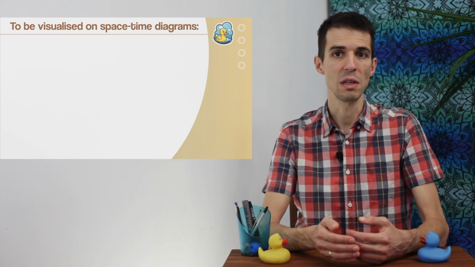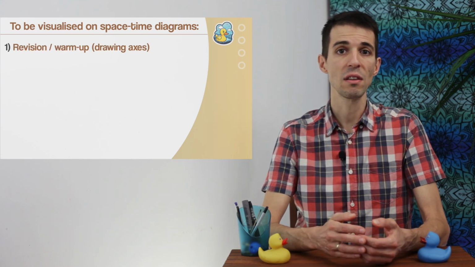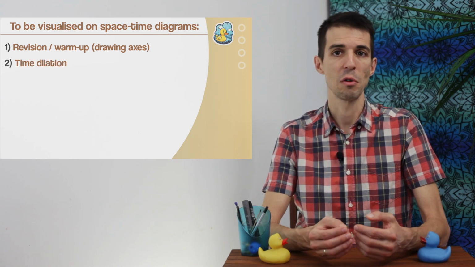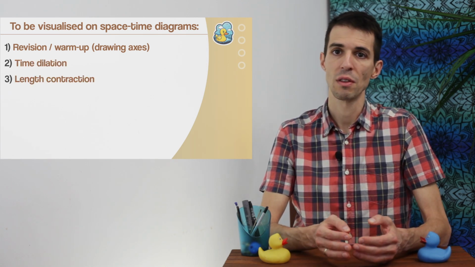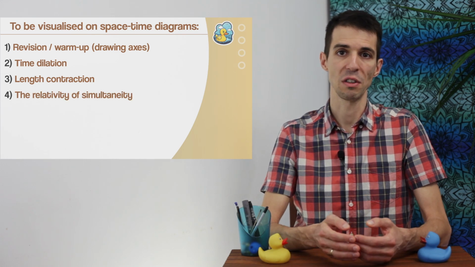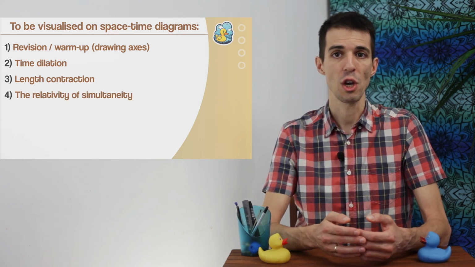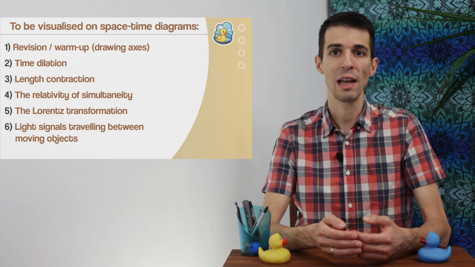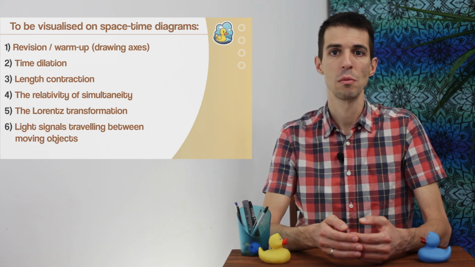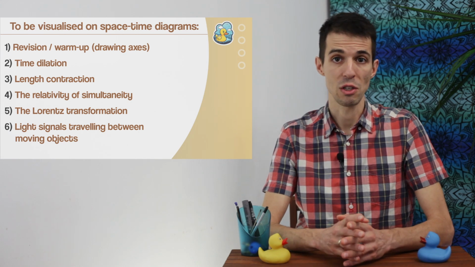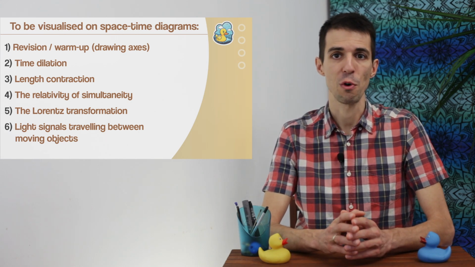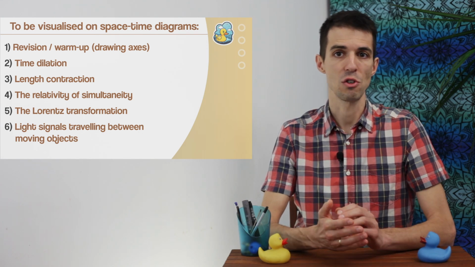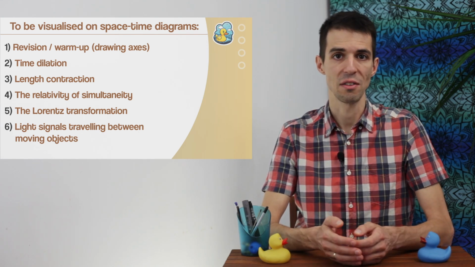Number 1 will be a warm-up question, then visualizing. Number 2, time dilation. Number 3, length contraction. Number 4, the relativity of simultaneity. Number 5, checking the Lorentz transformation itself. And number 6, light signals traveling between objects moving. If you want to challenge yourself, pause the video before I solve each question and think about the answer, or even sketch it yourself. Let's get started.